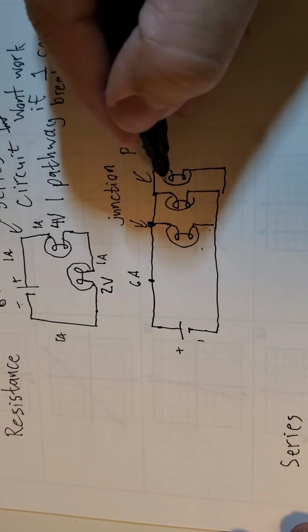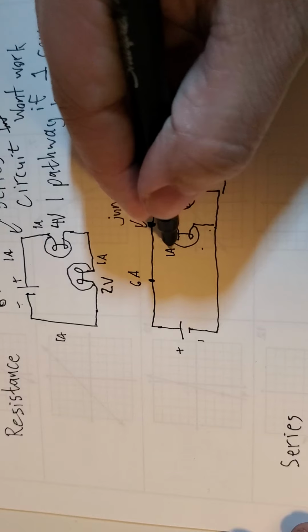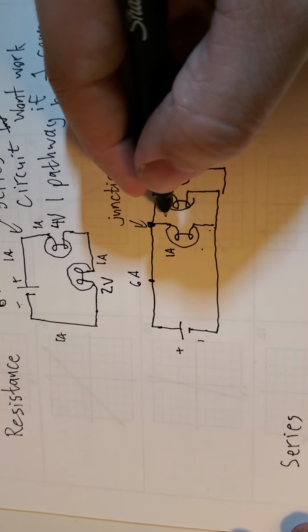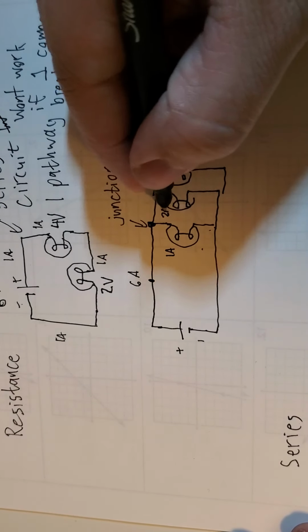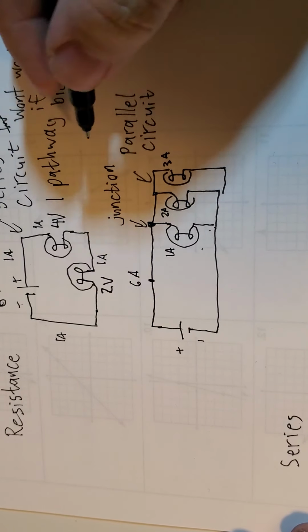We've got 3 light bulbs in parallel now. That means that this one here, maybe this one draws 1 amp. This one draws 2 amps. Then that would mean that this last one here would have to draw 3 amps.